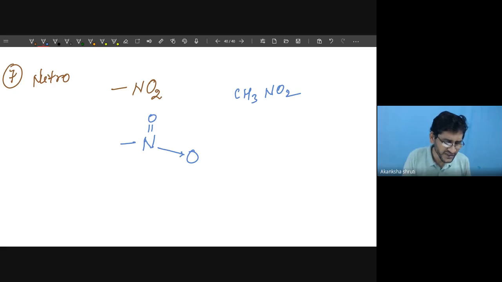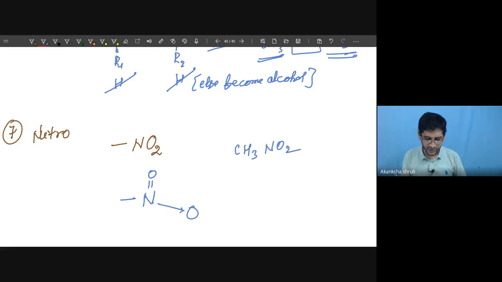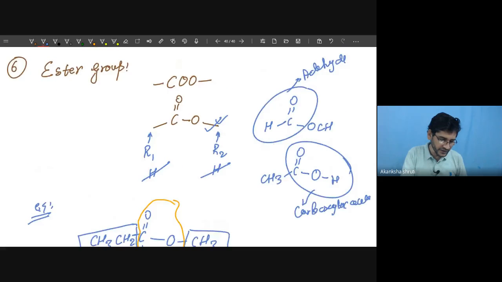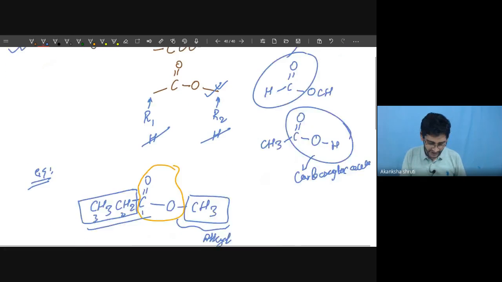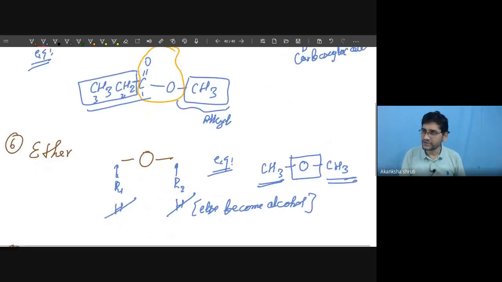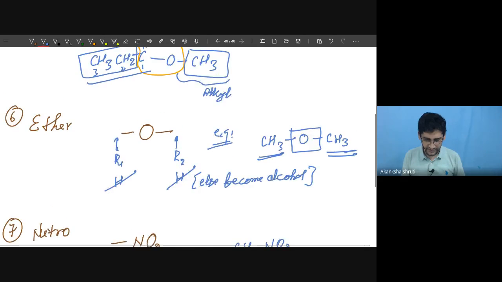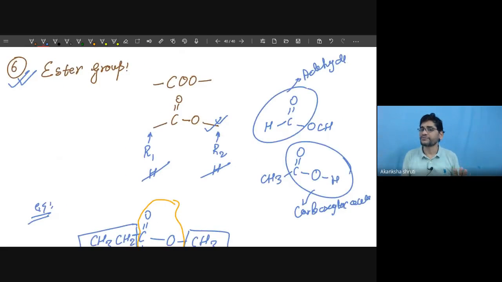Sulfur or thiosulfate group is also there, but others are not required. I think I have given you more than enough. So up to ether you have to keep in mind. This will come during the reactions. Ester will also rarely come, but nitro, thiosulfate is never asked and it is not in your syllabus. So that was all about our functional group.